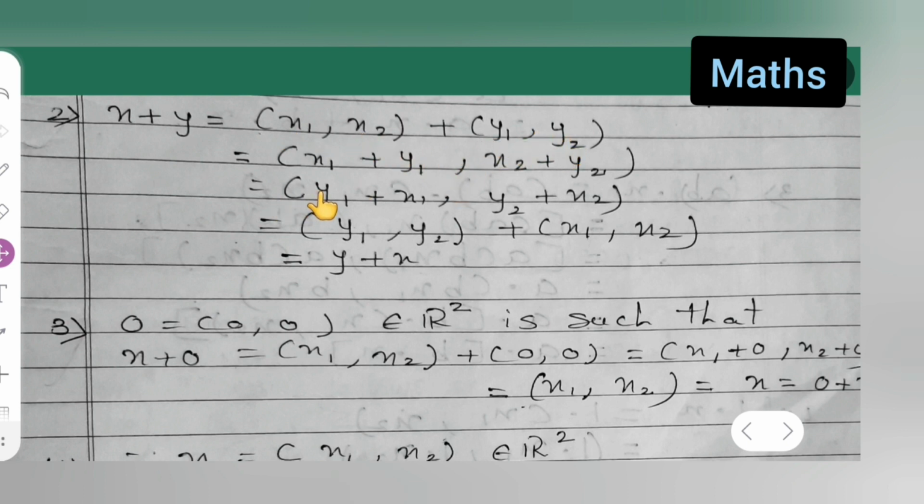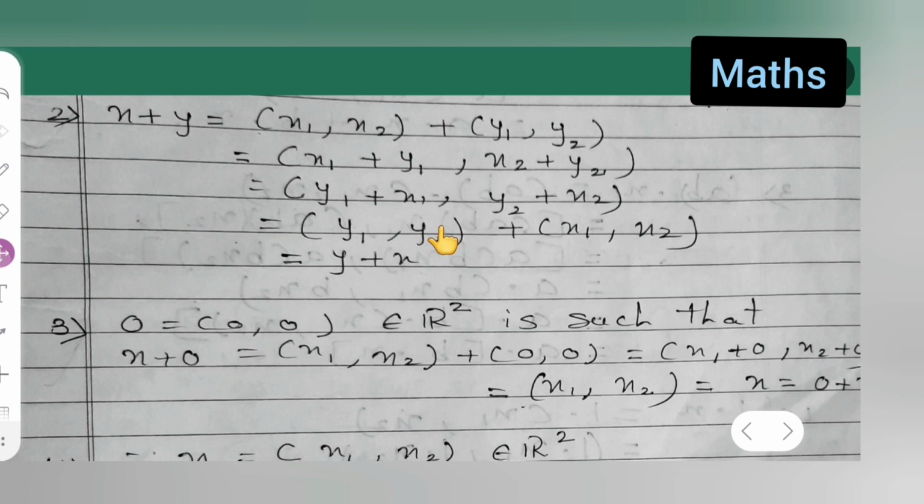Now we can write this as y1 plus x1 also. You will get the same thing, right? Comma y2 plus x2. So this will be what? y1 comma y2 plus x1 comma x2. So this will be equal to y plus x. So basically it is satisfying the commutative property as well, like x plus y is equal to y plus x, right? So it is satisfying the commutative property.